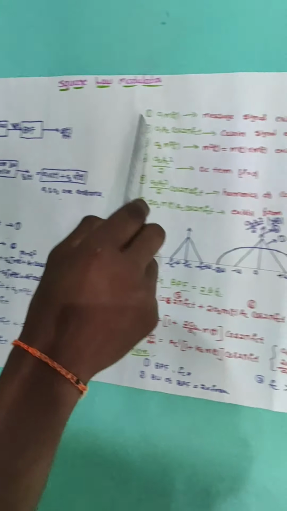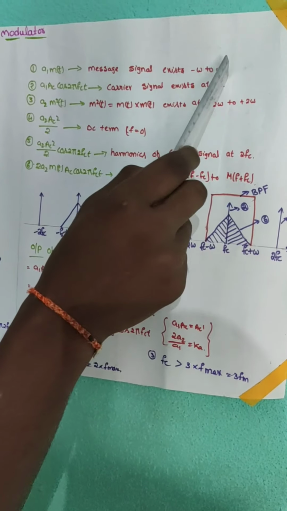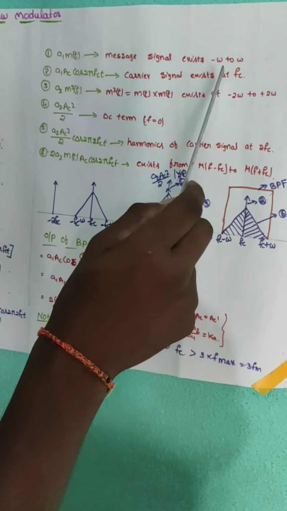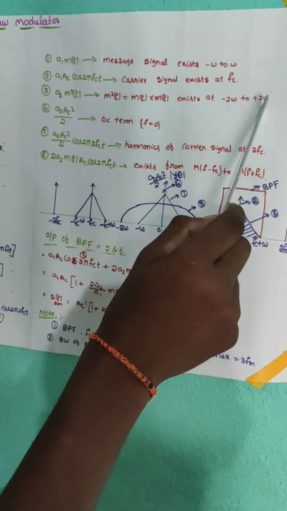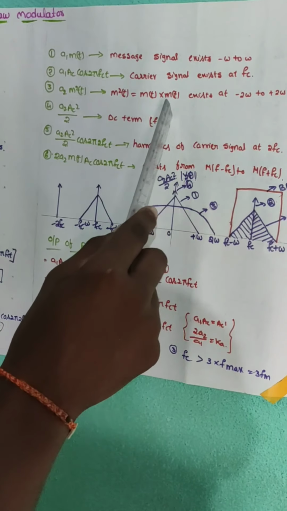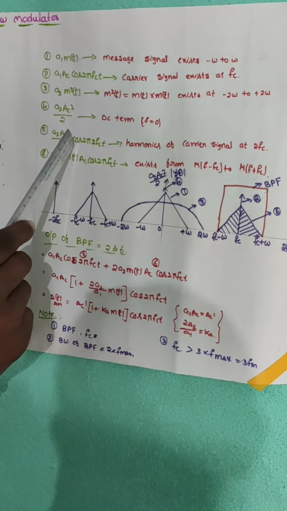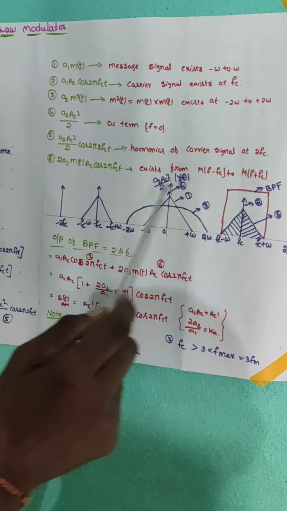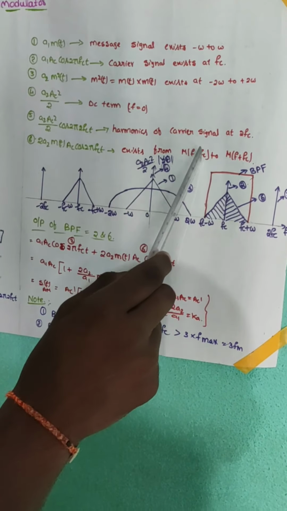Let us learn about these 6 components. A1 m of t, this is the message signal, exists from minus omega to omega. A1 Ac cos 2 pi fc t, this is a carrier component that exists at fc, the center frequency. A2 m square of t exists from minus 2 omega to plus 2 omega. A2 Ac square by 2 is a DC term, the frequency is 0, so it exists at f equal to 0. A2 Ac square by 2 cos 2 pi 2 fc t is the harmonic of the carrier signal and exists at 2 fc. 2 A2 m of t Ac cos 2 pi fc t exists from M of f minus fc to M of f plus fc.